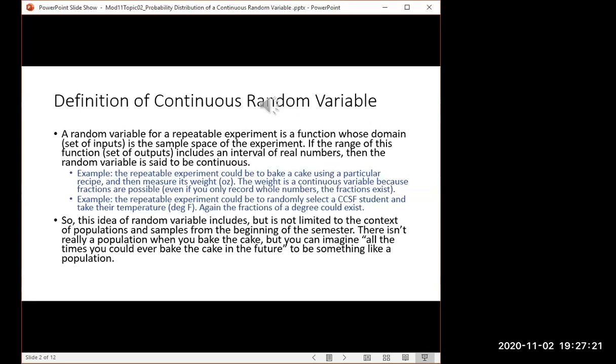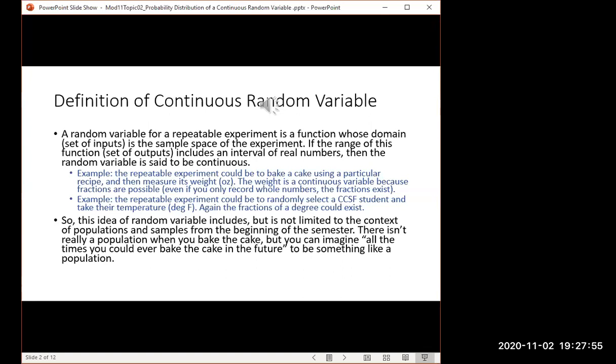It's not a huge difference, but a random variable for a repeatable experiment is a function whose domain, the set of inputs to this function, is the sample space of the experiment. Consider all the things that might happen when you do the experiment, and those are the inputs to the function. And then the range of the function, the outputs, what it gives you, is the variable that you're measuring.